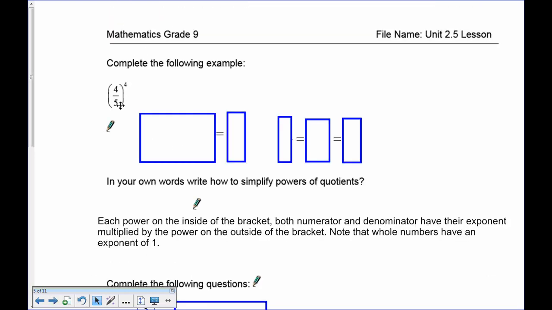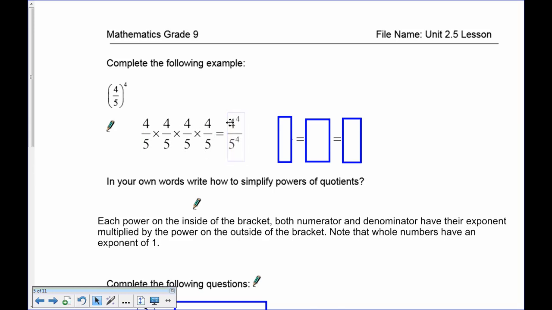So 4 over 5 raised to the 4. So do it the expansion way. 4 over 5 multiplied by itself 4 times. And that gives you 4 to the 4 over 5 to the 4. Now, drawing all this out is going to be repetitive, especially when the numbers get bigger.